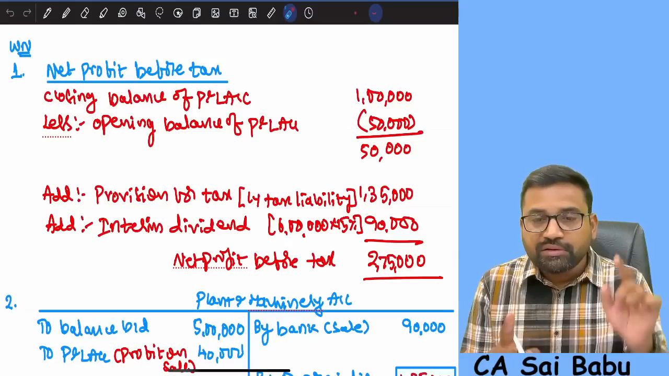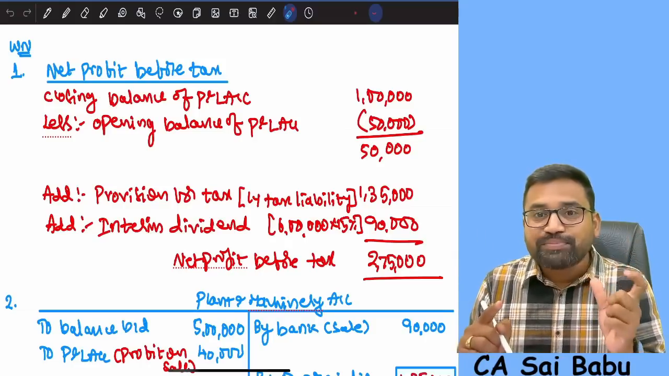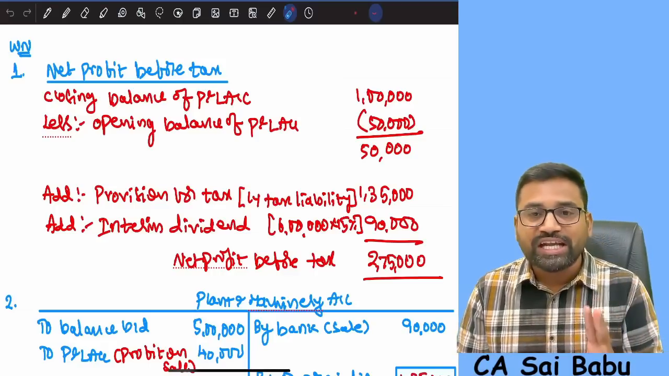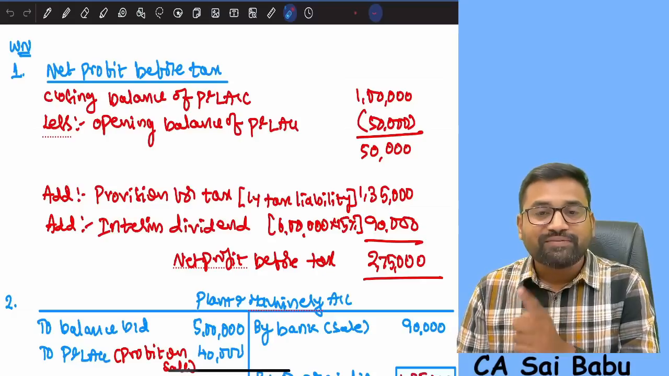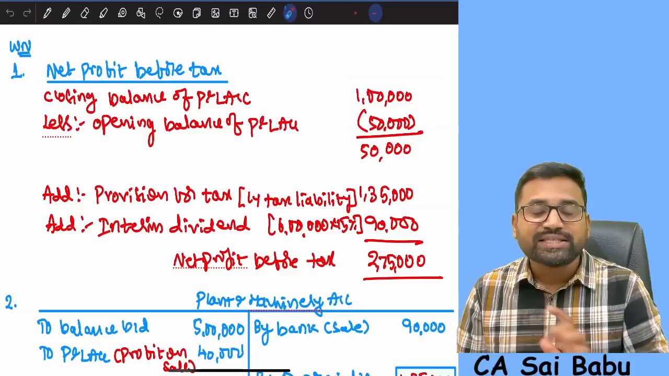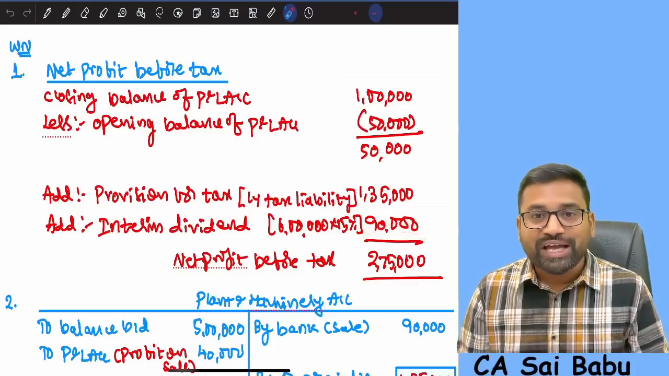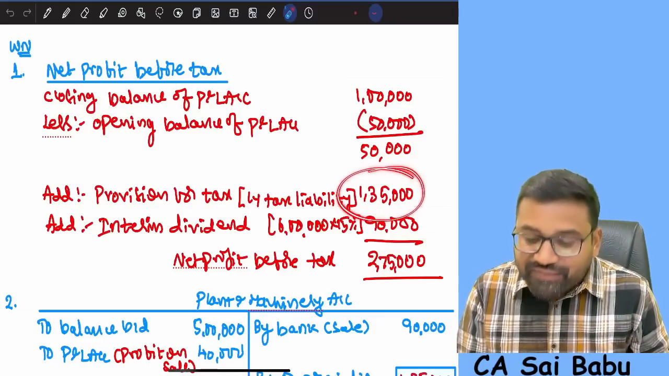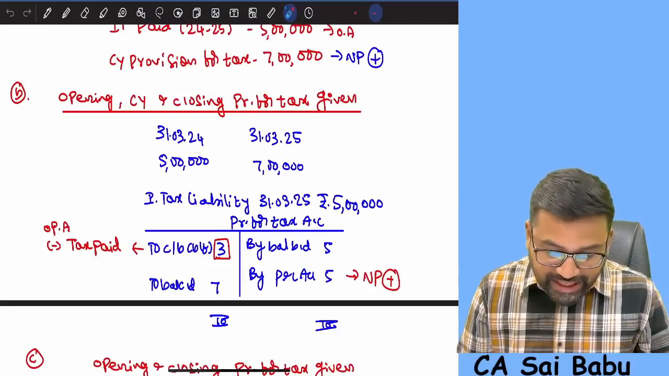So very simple. Opening, closing, current year tax liability, then tax paid is the balancing figure. So in this case, opening 60, closing 95, current year tax liability 1,35,000. So 60 plus 1,35,000, 1,95,000 minus closing 95. Therefore, 1 lakh is tax paid, which we consider in cash flow statement operating activity. And when you are ascertaining net profit before tax, whatever the provision created from current year profits, that is 135, will be added back. This is the second case.